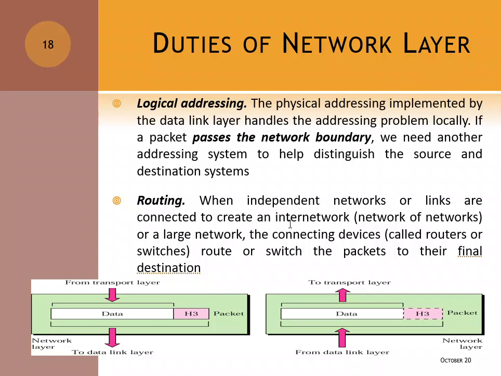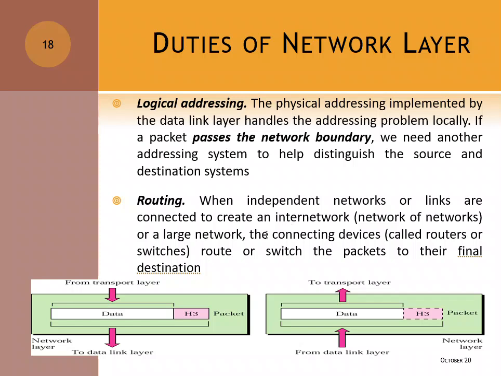When independent networks or links are connected to create an internetwork, okay, internetwork ni adalah network of networks. Bila dua atau lebih network bergabung, tak kisahlah LAN dengan LAN ke, LAN dengan WAN ke, LAN dengan MAN ke, asalkan dua ataupun lebih network, itu dipanggil internetwork. Okay, ataupun internet with small i.